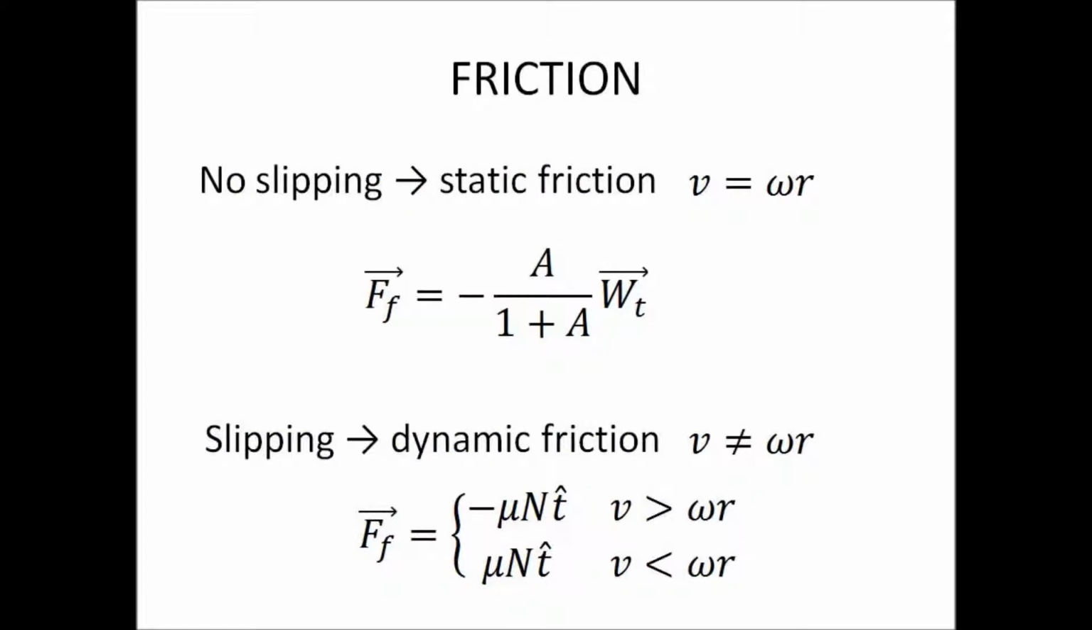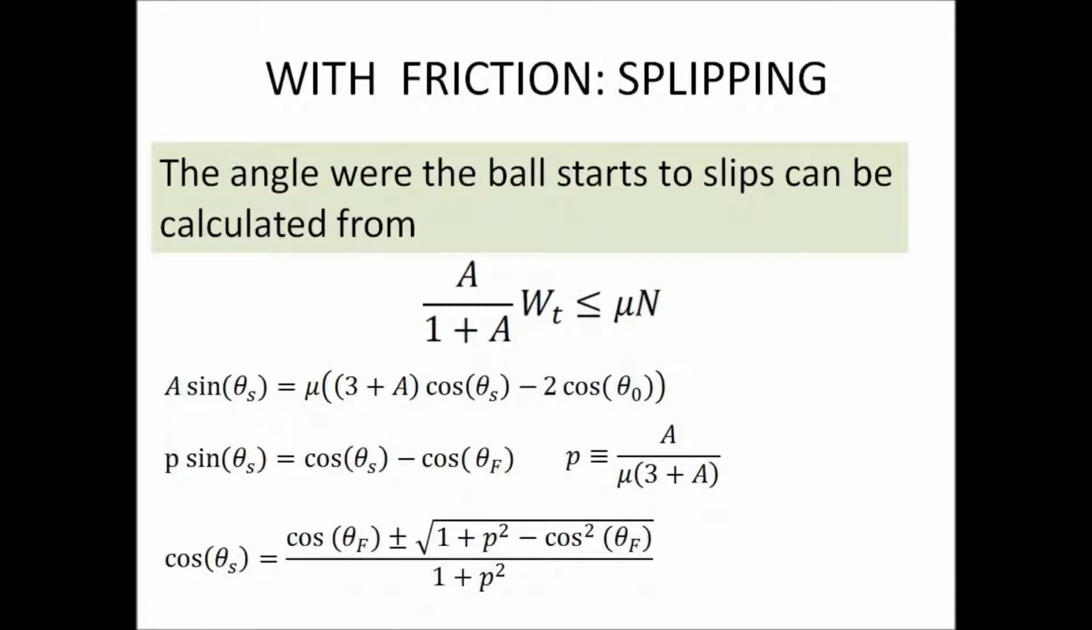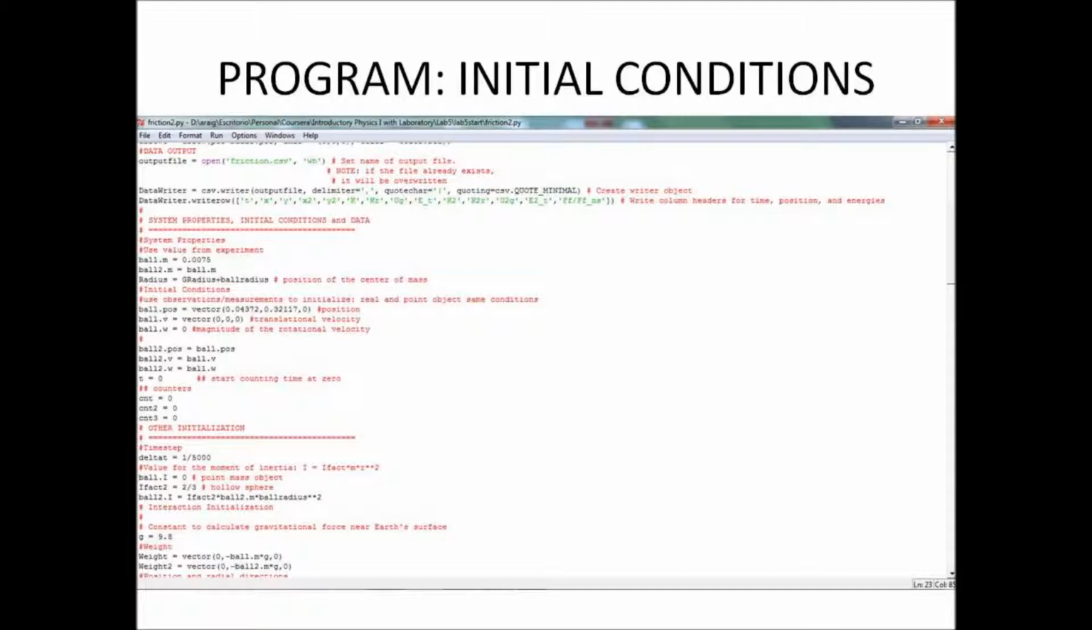So we know the value of the friction while it's not slipping, the value of the friction if it starts slipping, and the condition to start slipping. So we can calculate the angle when it starts slipping. We are going to use the initial conditions got from the tracker and a value for the frictional coefficient of 0.3 because it's the one that best fits the data.